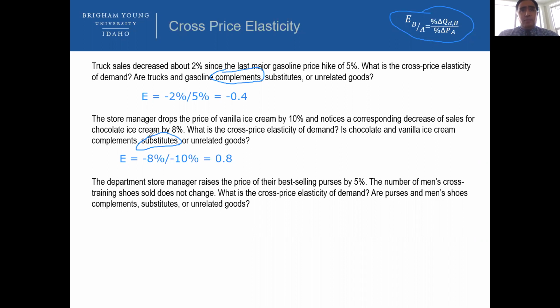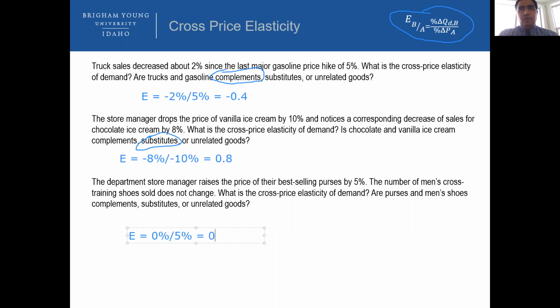And the last one, the department store manager raises the price of their best-selling purses by 5%. The number of men's cross-training shoes sold does not change. What is the cross-price elasticity of demand? So let's put that in there. E equals the percent change of quantity, 0% change of the running shoes, over the positive 5% of the purses, and that equals 0.